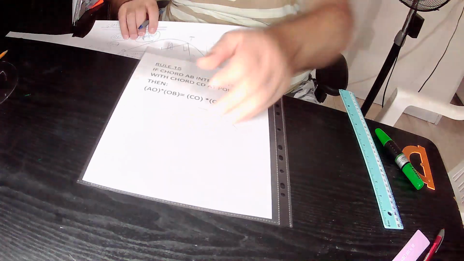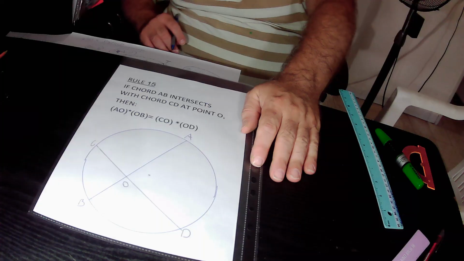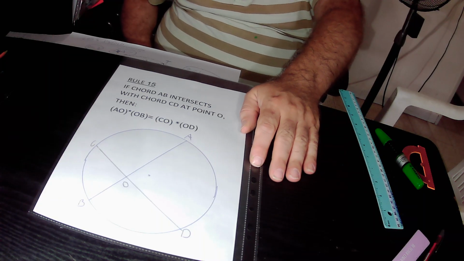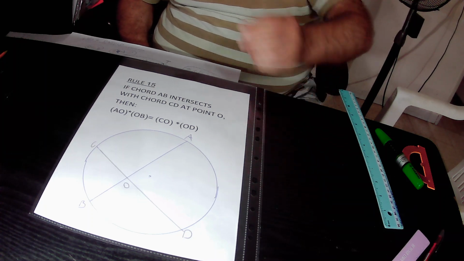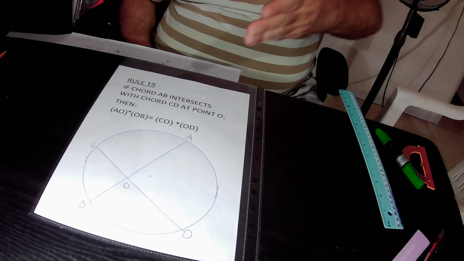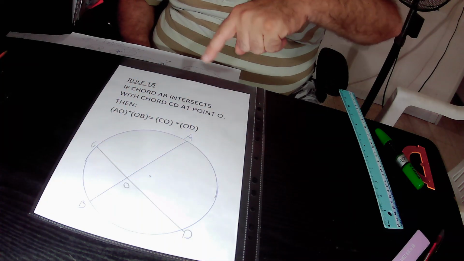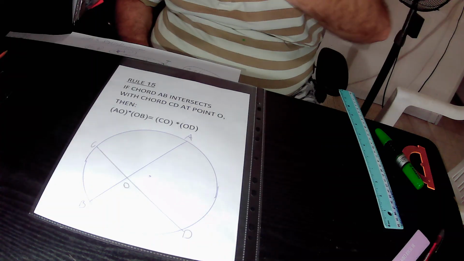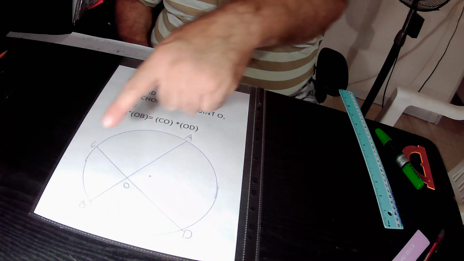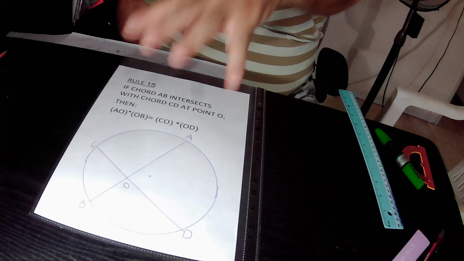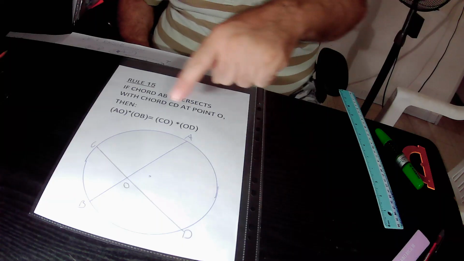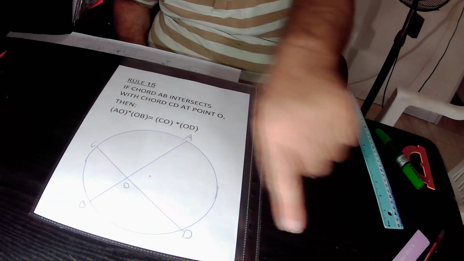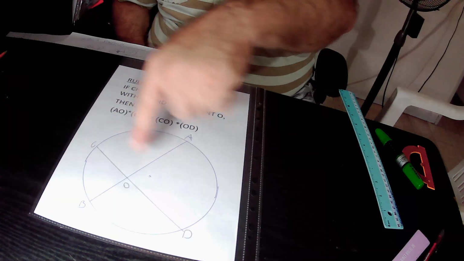According to rule 15, if chord AB intersects with chord CD at point O, then AO times OB equals CO times OD. So in the drawing we have a circle. Inside this circle we have chord AB that intersects with chord CD at point O. Point O is the intersection point of chord AB with chord CD. So in this drawing, according to rule 15, the following equation is true: AO times OB equals CO times OD. So we can implement rule 15 in our drawing.